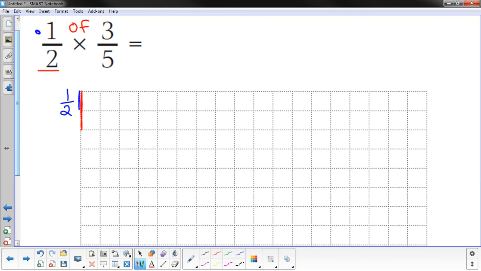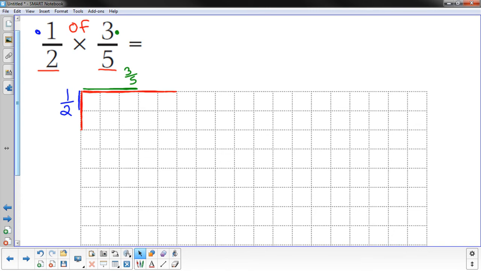Now I'm going to look at the 3/5. Well, it has 5 parts that make up the whole thing, so I need a length of 5. It's a length of 5. I only have 3 of the 5. So I'm going to make a different line with a different color, the length of 3. This represents 3/5.